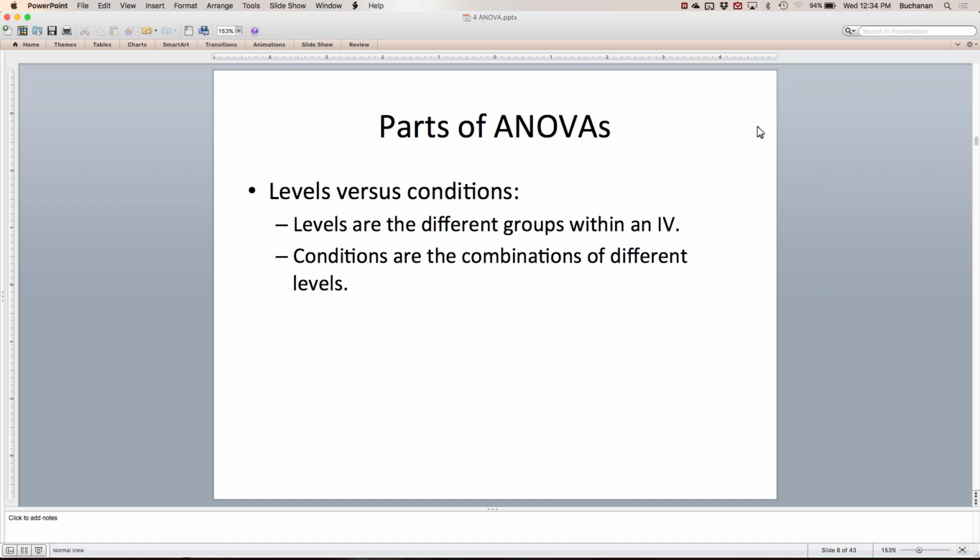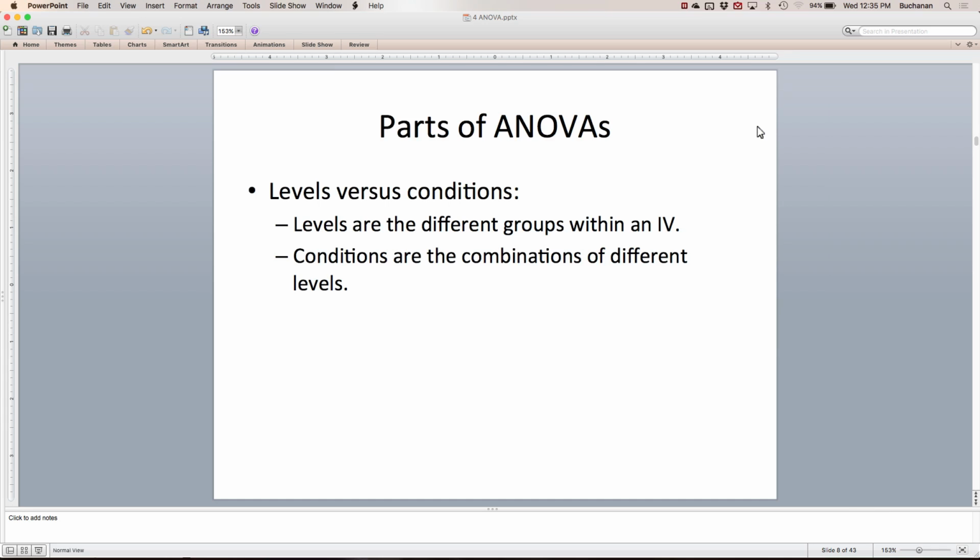Okay. This really kills people when we get into multi-way ANOVAs or multiple variables. This is levels versus conditions. So this is something you want to make sure you have a good grasp on, or when we get to two-way ANOVAs, you'll be like, what? Okay. So if I have an IV, I have an example here in a second.